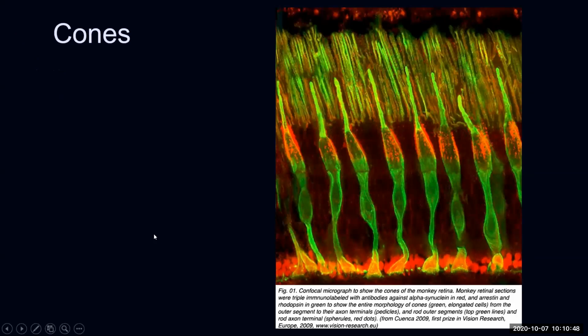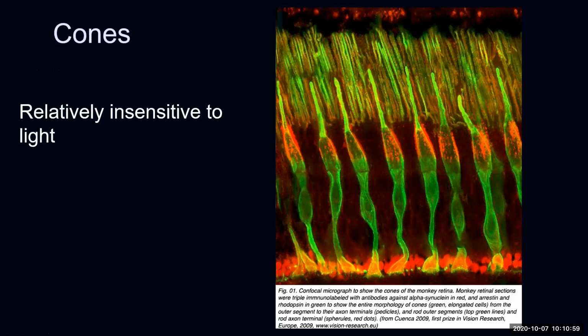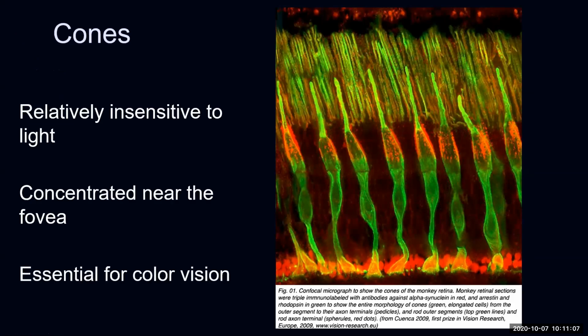For your cones, in terms of the details of the phototransduction pathway, things like that, focus on the rods. The cones are similar. Cones are relatively insensitive to light, though. They're concentrated near the fovea, and these are essential for color vision. No cones, no color vision.